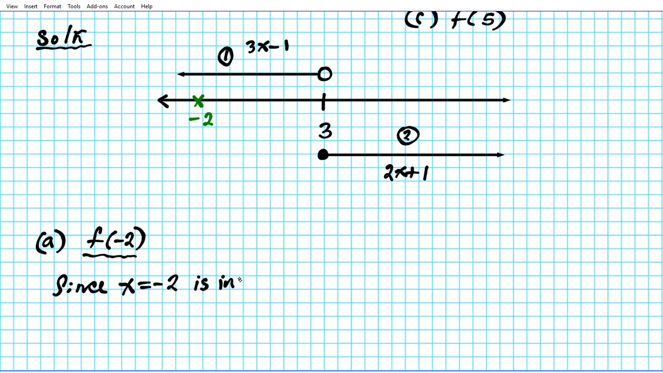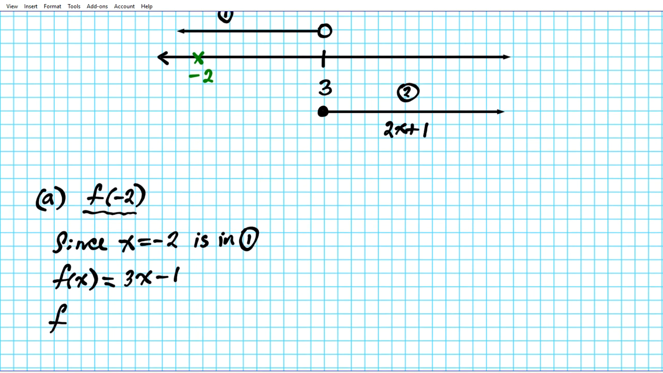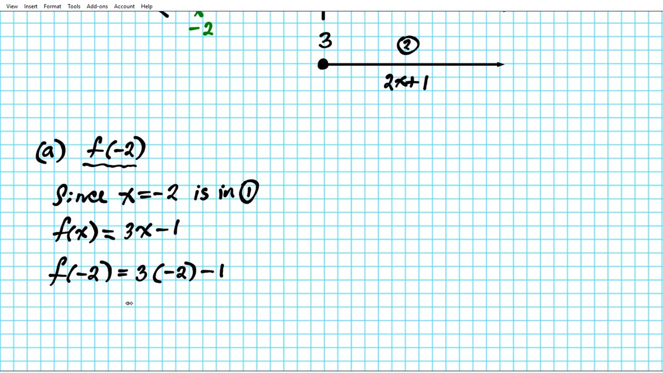Since x equals negative 2 is in interval 1, the piecewise defined function will assume the expression 3x minus 1, because that's the function that's active in that interval. This is the function we're going to plug our input value of negative 2 into. So we evaluate 3x minus 1 at x equals negative 2 and simplify. 3 times negative 2 is negative 6, minus 1, and your final answer is negative 7.